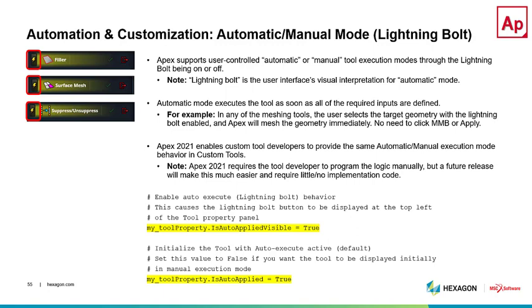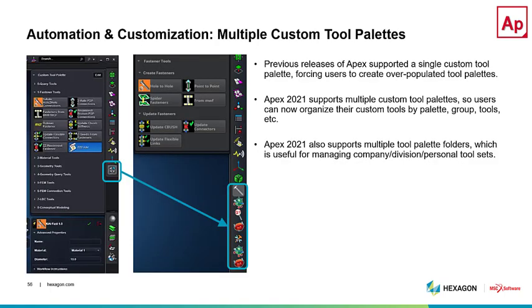In the manual mode, you know that there's lightning bolt where if you check it on, there is no middle mouse button required. And now we have that supported inside of the Python API as well.